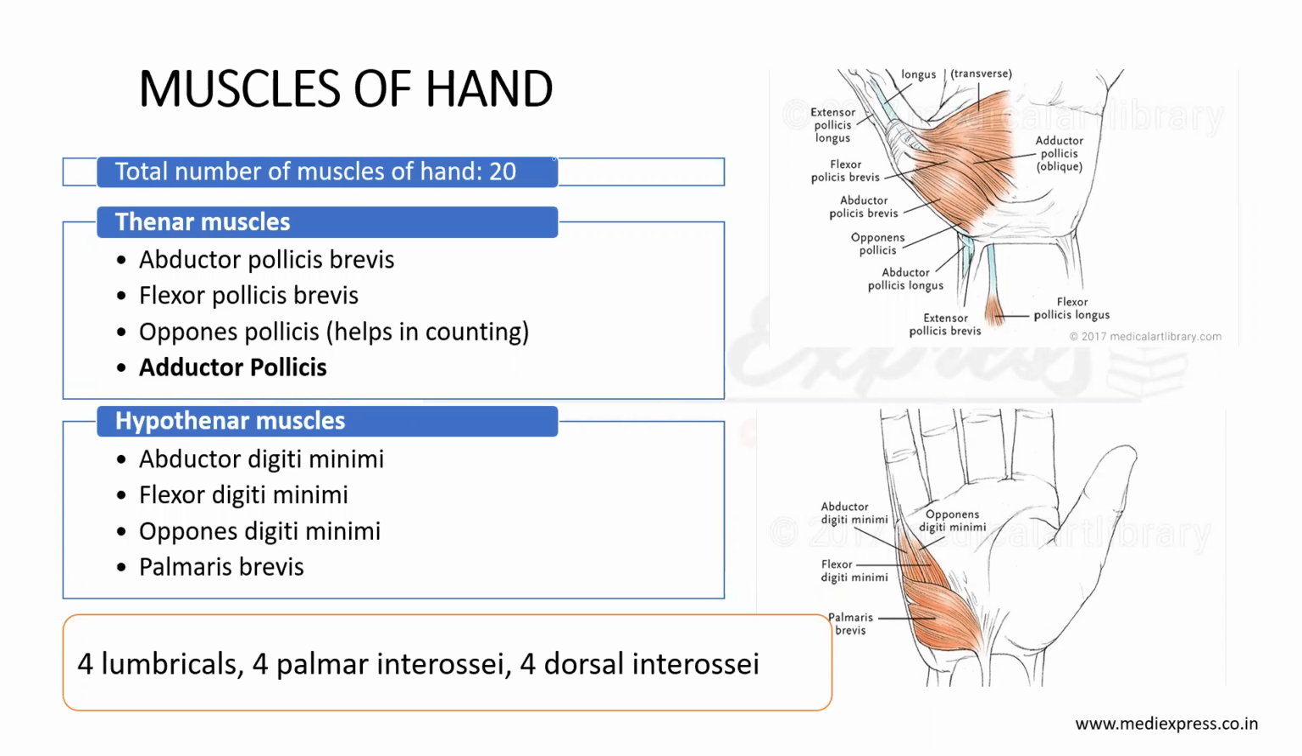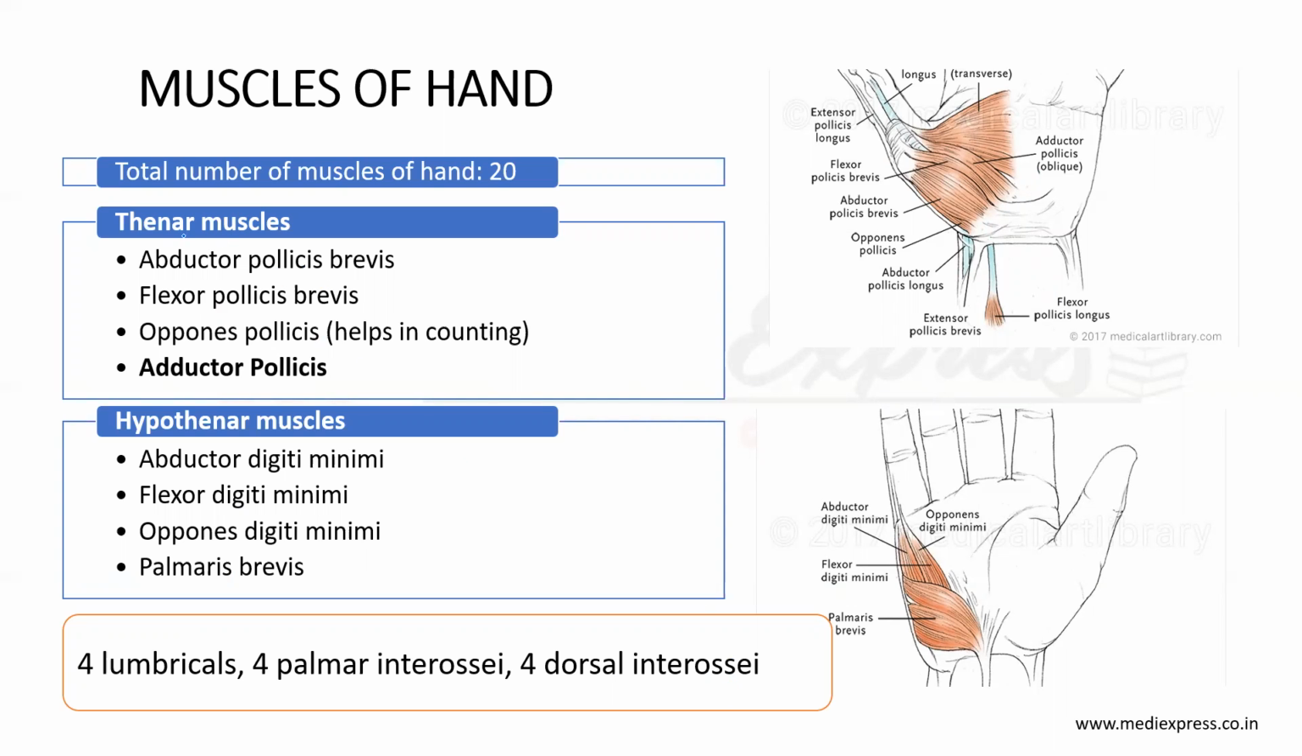The total number of muscles of the hand is 20. When we count the muscles in the hand, you can look into your hand and see the movements and all that. So the total number of muscles in the hand is 20. We have divided the muscles in the hand into thenar muscles, hypothenar muscles, lumbricals, palmar interossei, as well as dorsal interossei.